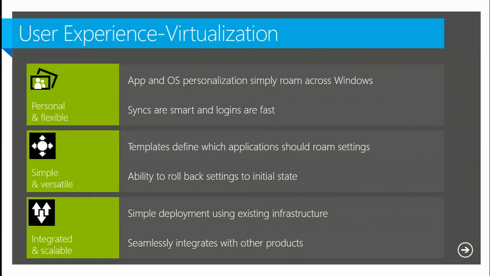If you consider how we compare to other profile products, many times they grab the entire profile. What UEV allows you to do is work in a very simple, versatile environment where we define specifically what we want to work on. By default, we include in the box a number of what we call settings location templates. Templates allow you to define specific applications and have a set of default OS settings that you're able to quickly define and pull into your environment.